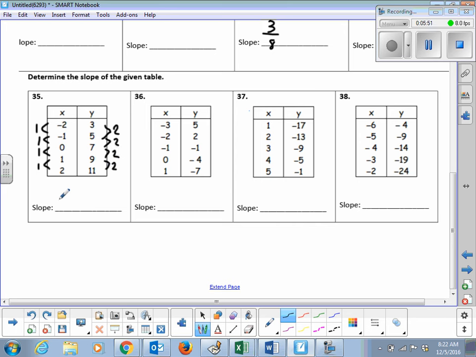And then remember, your slope is change of y over your change of x. So my change of y in this case is 2. My change of x is 1. So y over x. And then again, simplify, so you should have 2 as your final value.